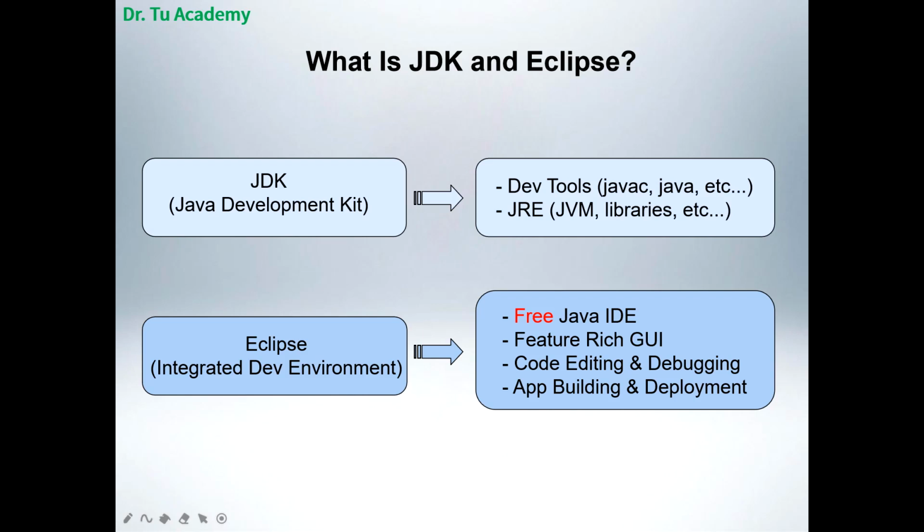You may wonder, what is JDK and what is Eclipse? Well, JDK contains not only development tools such as the Java compiler, it also contains the Java runtime. For a Java program to be able to run on our computer, we must have the Java runtime installed on our computer. And Eclipse is the software we use to write Java programs.